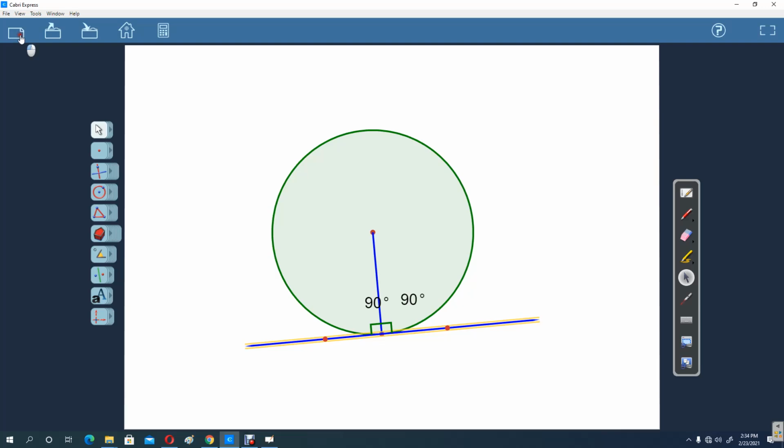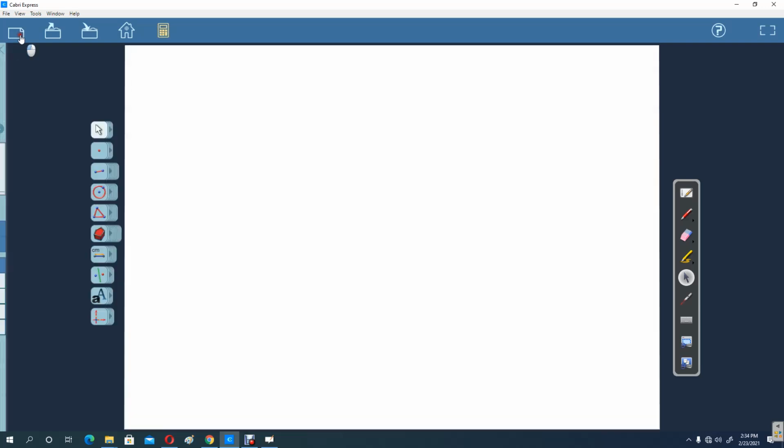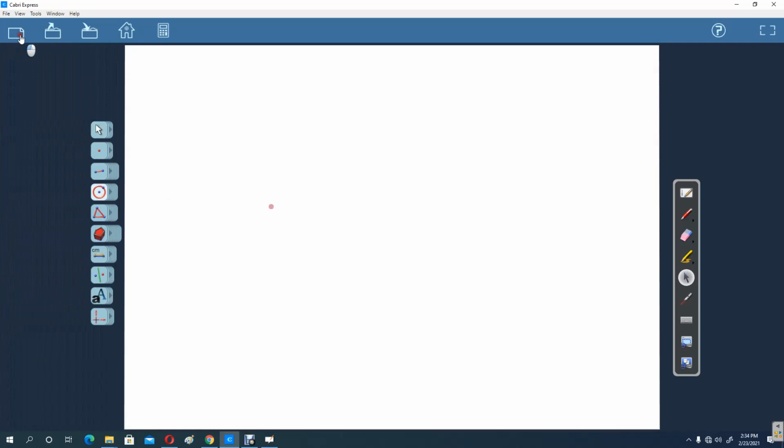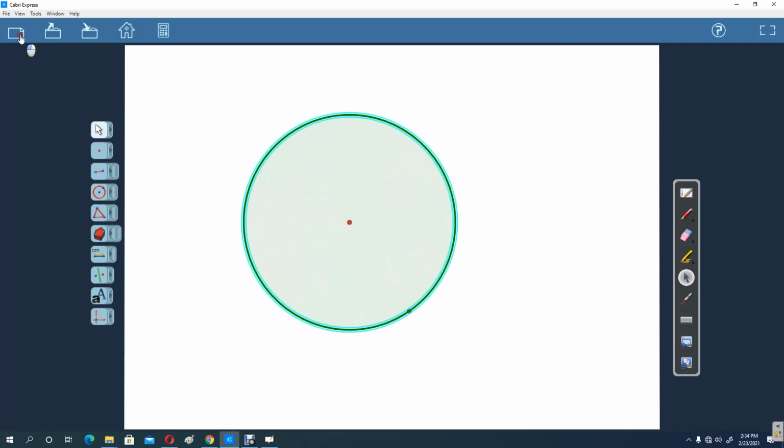Now let's look at the other idea, which talks about two tangents being drawn from the same external point. First, we need a circle, and here we go. Now I'm going to put another point on my circle because I need two tangents, and then let's put in the radius for each. So there's a radius, and here's a radius again. I'm going to bring this point over a little bit.